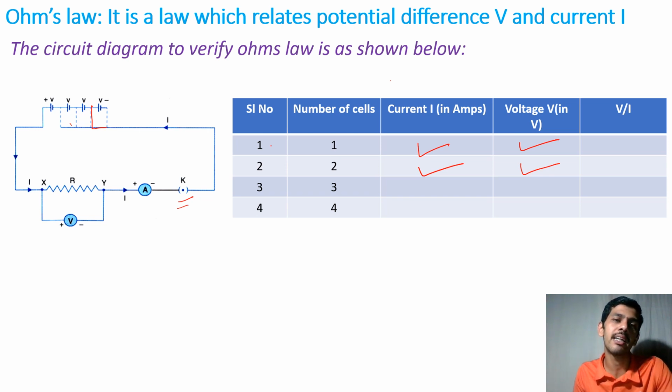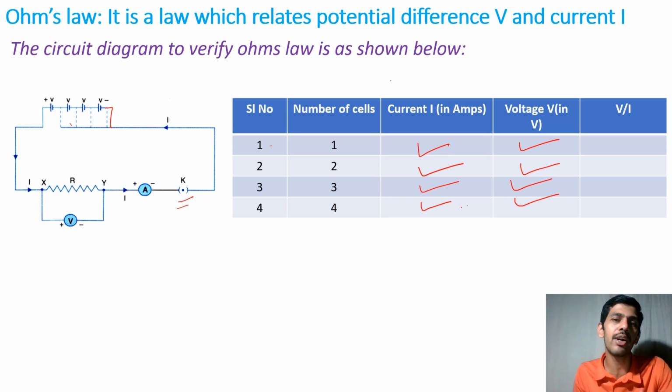Three batteries are connected. Now what happens? Again the voltage as well as the current will increase. Record these values. Write down these values here. Again for the fourth trial, you connect the fourth battery also. That means now all the four batteries are connected in the circuit. Now again the voltage and current will increase. That is why record these values here.